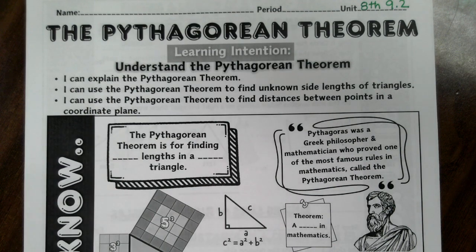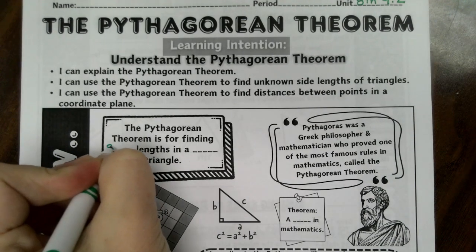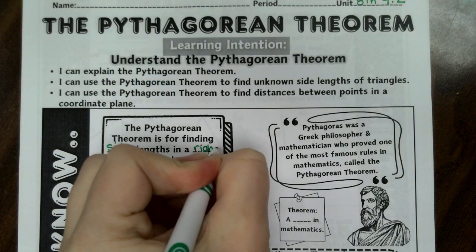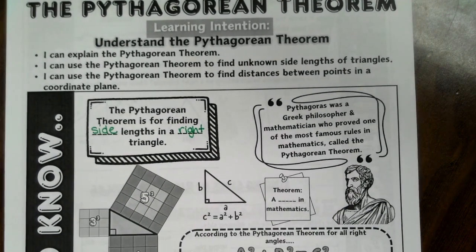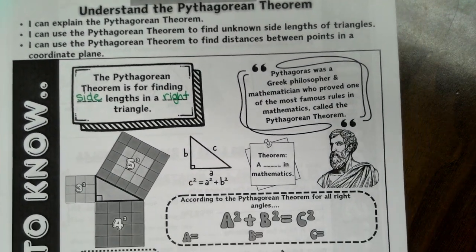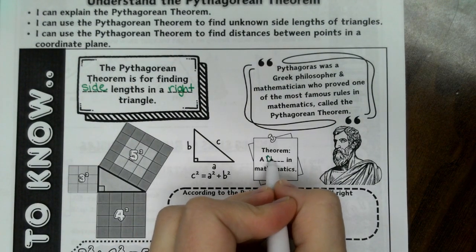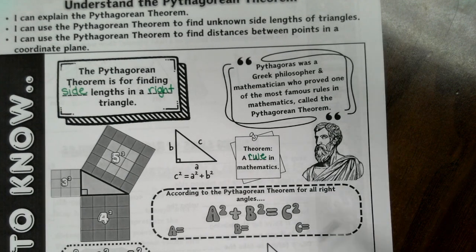Okay, so the Pythagorean theorem is for finding side lengths in a right triangle. So if you need to find the lengths of a side in a right triangle, this is the theorem that you want to use. And a theorem is just a rule in mathematics. So when you hear that word theorem, don't get confused. It just means rule.